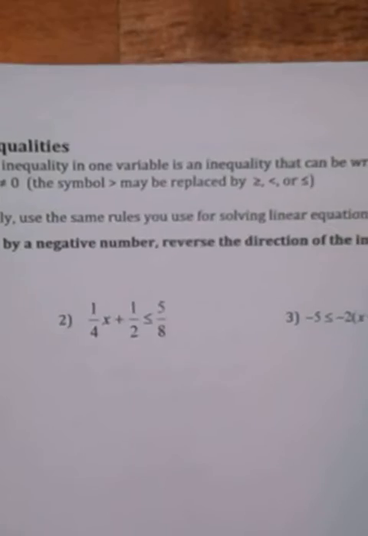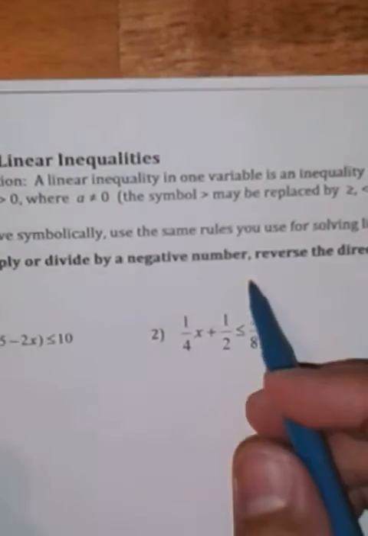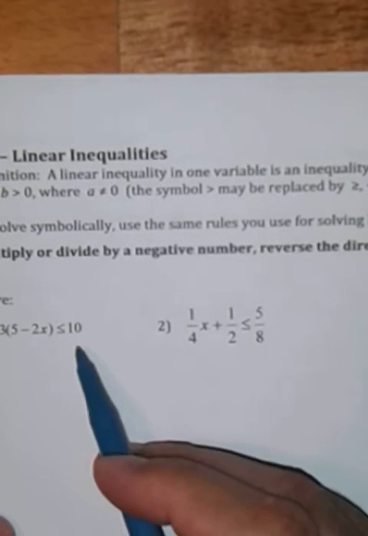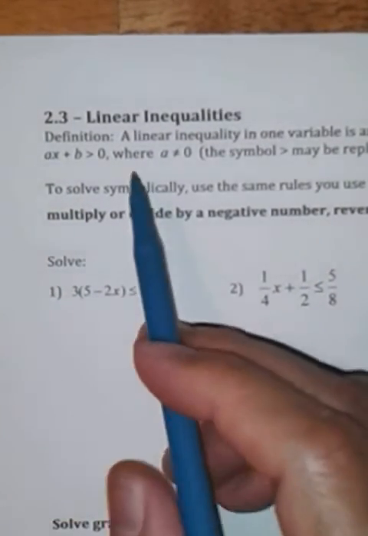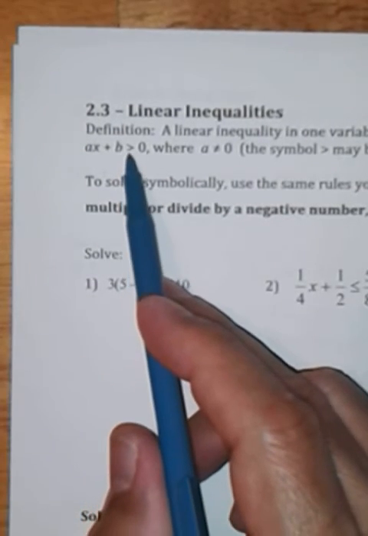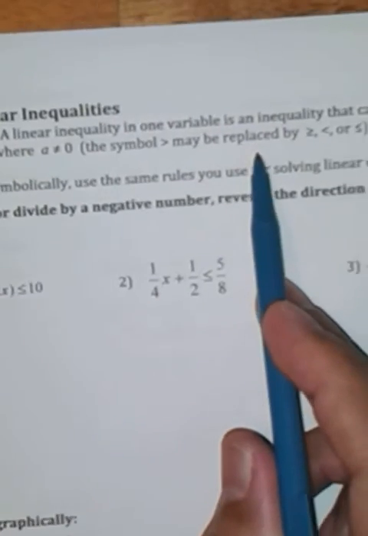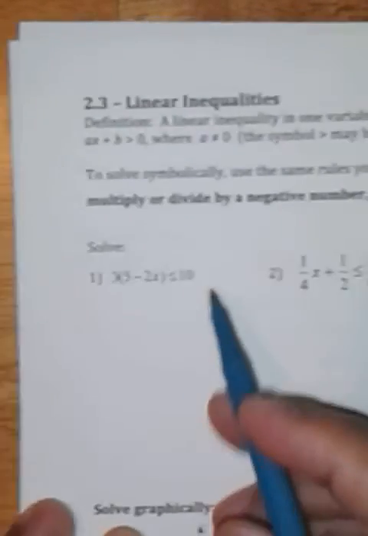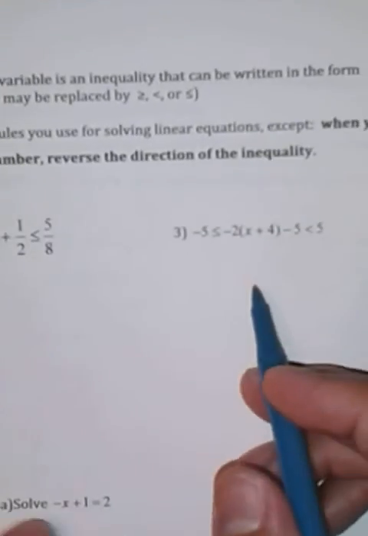Let's go on to 2.3, linear inequalities. And these have the same rules, except if you multiply or divide by a negative number, you have to switch the inequality around. And linear inequality is same as linear equation, except that you don't have an equals, you have some inequality symbol. Okay, any one of the 4 inequalities that we have. Okay, so let's try number 3.